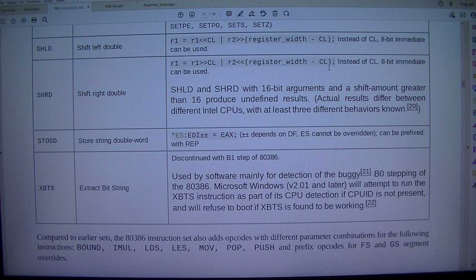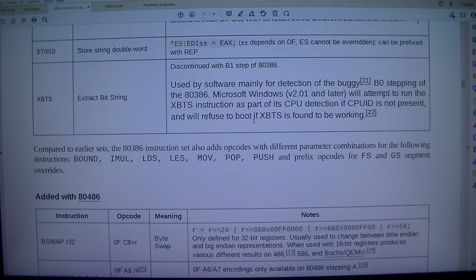SHLD and SHRD with 16-bit arguments and a shift amount greater than 16 produce undefined results. Actual results differ between different Intel CPUs, with at least 3 different behaviors known. STOSD: store string doubleword, *ES:EDI plus or minus equals EAX. Plus or minus depends on DF.